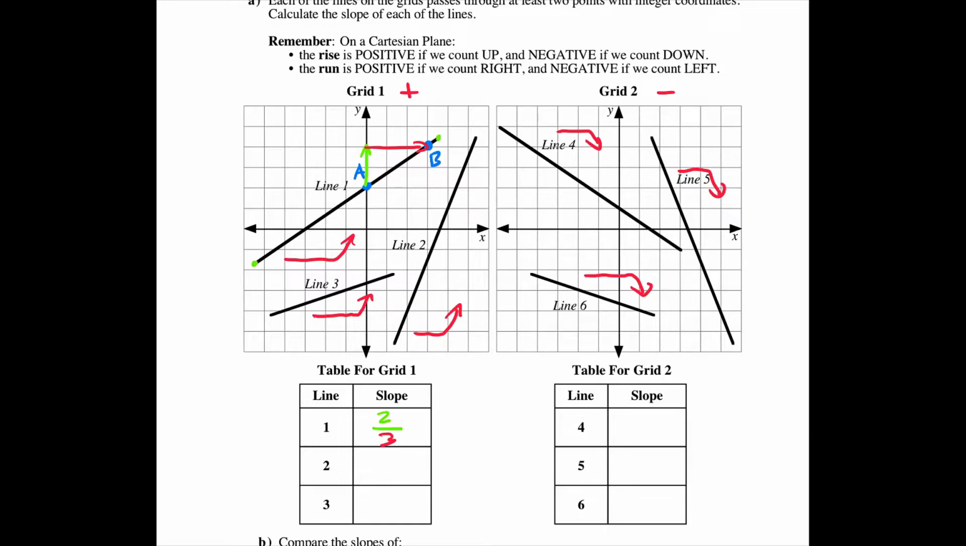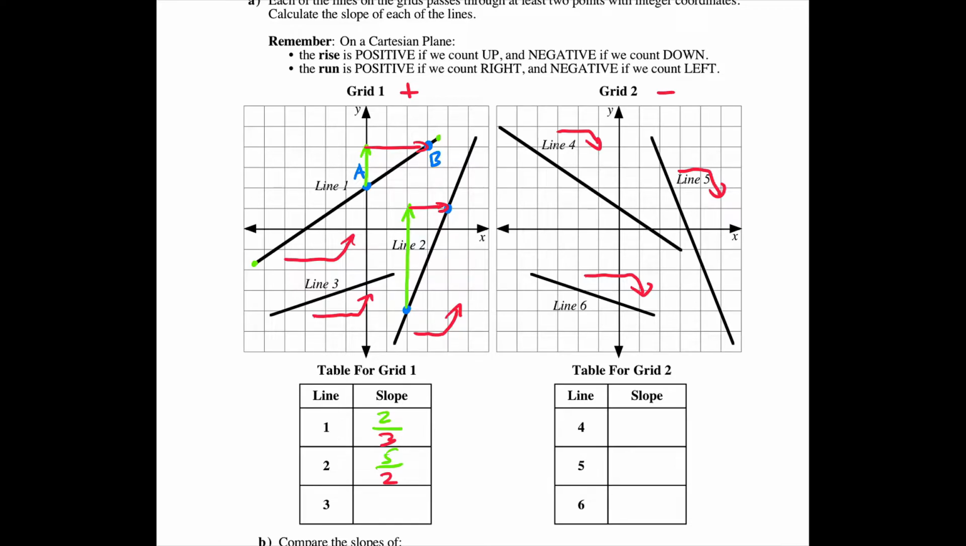When I look at line number 2, again, I just got to find 1 point right there and another point right there. And again, what am I doing? First, I'm going up, and that's going to be 1, 2, 3, 4, 5. And then I'm moving to the right 2 units. So this has a slope of 5 over 2.